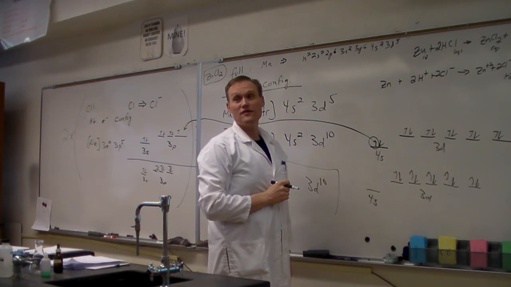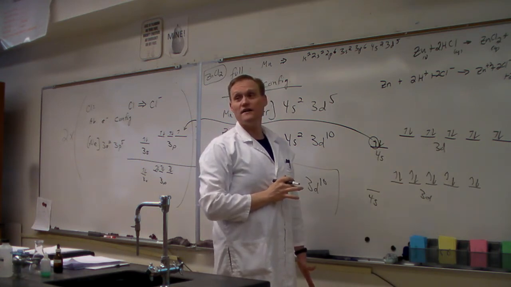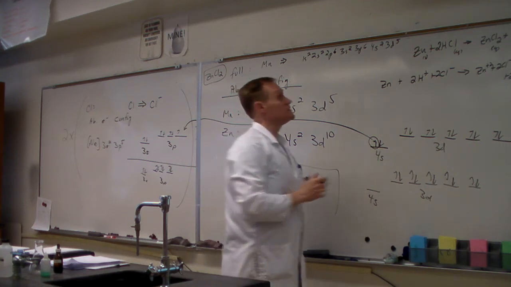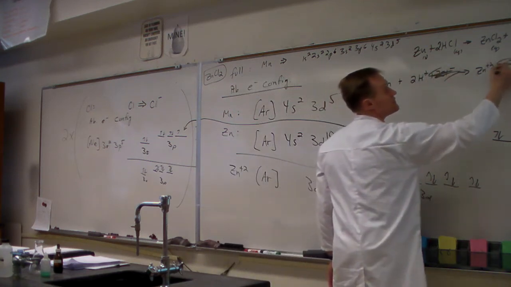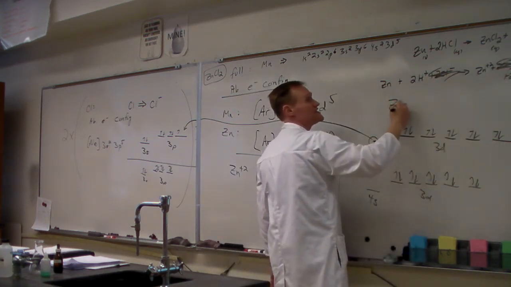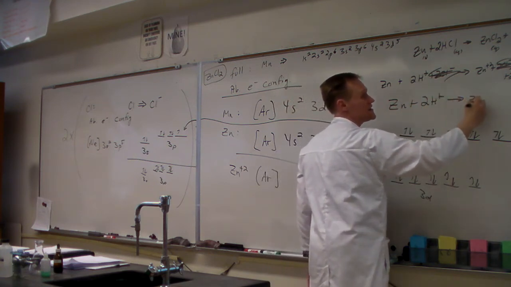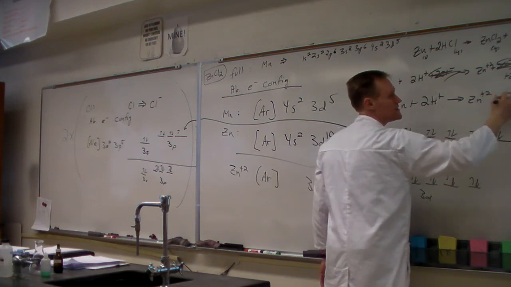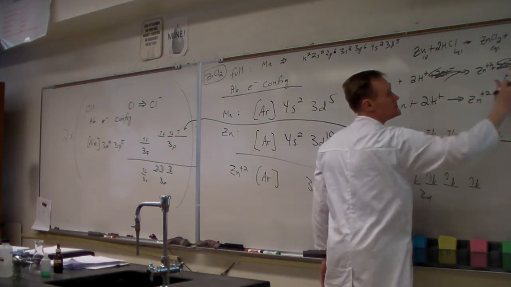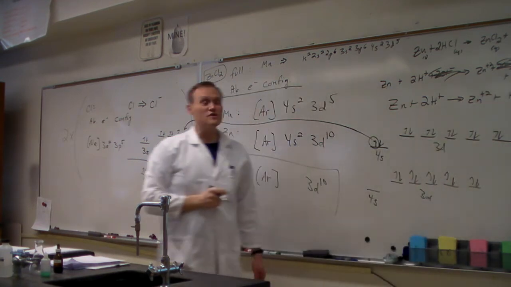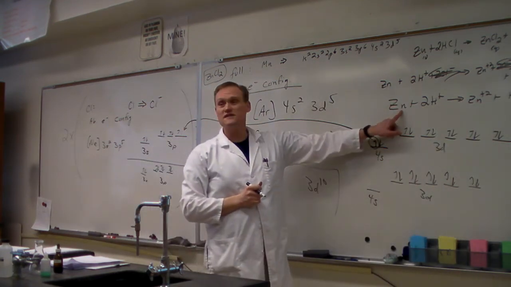So what happens? Did the chlorine change? No. Those would be spectators. So what you'd end up having is zinc plus 2H plus going to zinc plus 2 plus H2 gas. So where did the electrons go? They left the zinc and they went to the hydrogen.